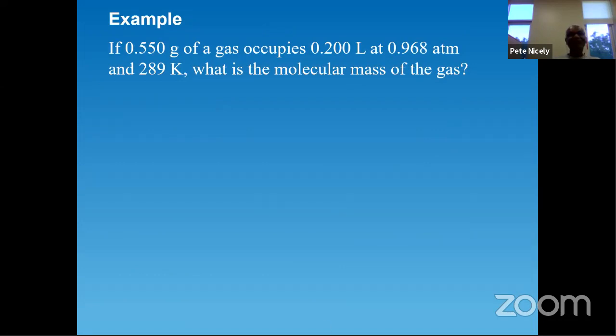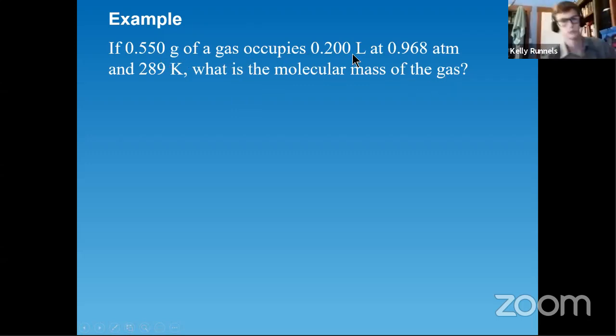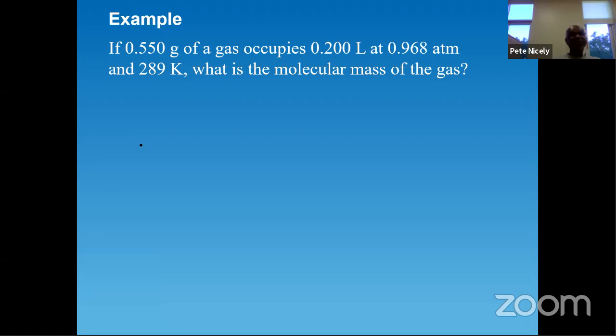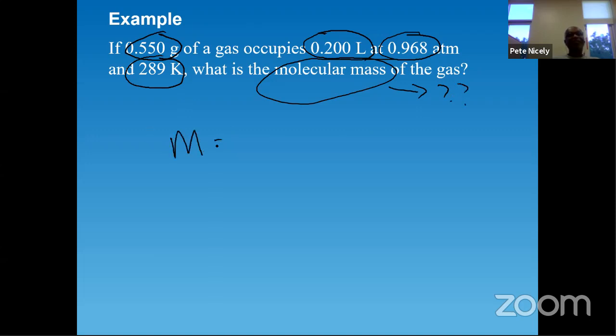So based on that expression, we can solve this problem. What is the molecular mass of the gas? And it gives you some information here. So let me turn on my pen and proceed. You're given a mass of the gas, a volume, the pressure, and the temperature. And the question is asking for the molecular mass, right? So the equation we're going to use is uppercase M is equal to mRT over PV. This is the molar mass.